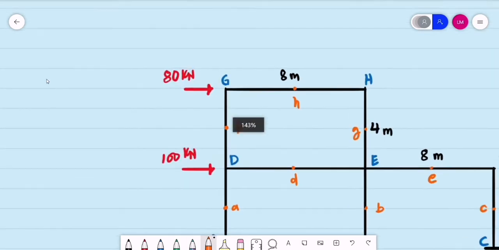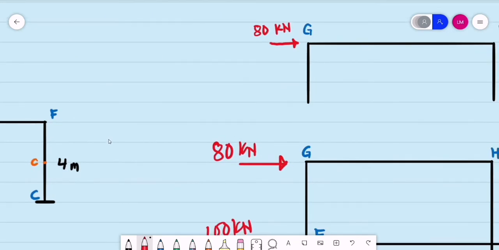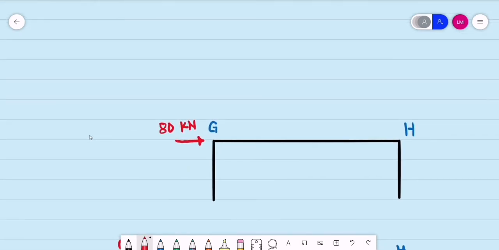So we are to start the analysis on the second level. So we are considering the upper half of the second level, starting from the points of inflection. Based on the assumption of the portal method, we have the magnitude of the shear for the exterior columns will be, let's say, V. Twice of that shear will be the magnitude of the shear for interior columns.